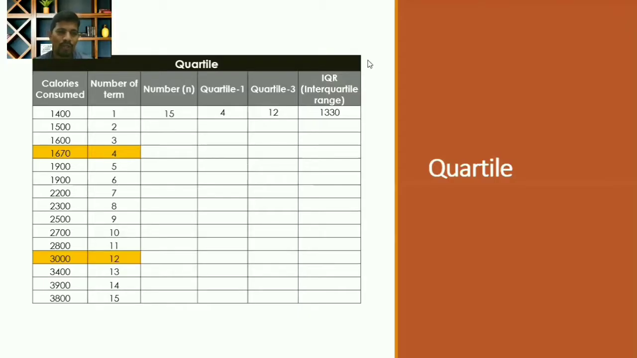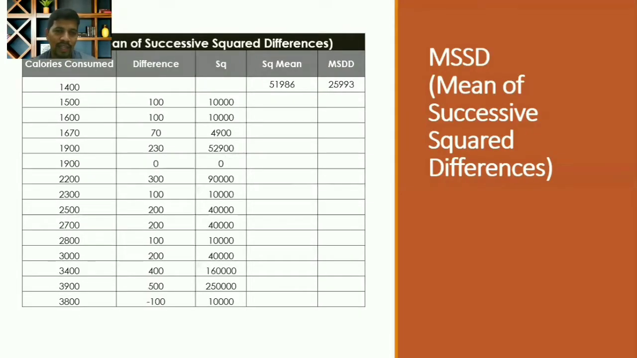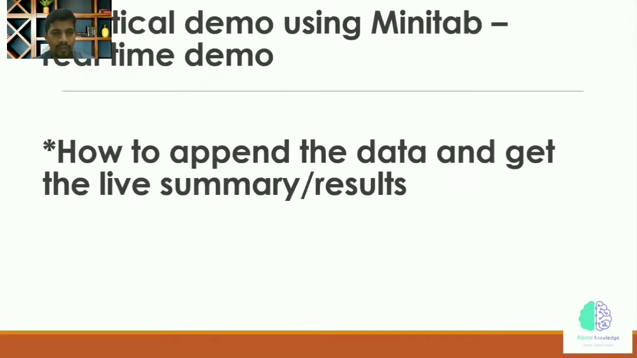So let's talk about the same data which I have used in the previous video. The same calories data, and I have 15 data points. So all I need to do is find out n equal to 15, and quartile and all that. This is one which we will be doing in Excel as well. The same thing we can do in Minitab also. There is also something called mean of successive squared differences. How to do that, we will talk about it, and how to do it in Minitab as well. So these two we can directly do in Excel first, and then we can also do it in Minitab.